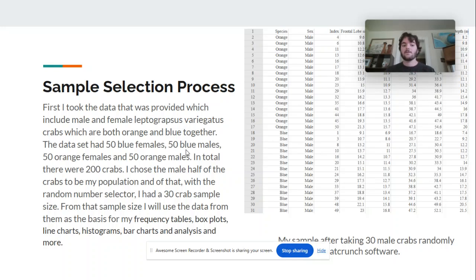I chose the male half of the crabs to be my population with the random number selector on StatCrunch. I had a 30 crab sample picked. From that sample size, I will use the data from them as the basis for my frequency tables, box plots, line charts, histograms, bar charts, and analysis.